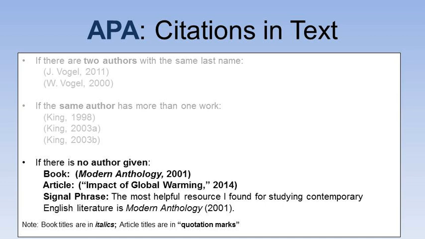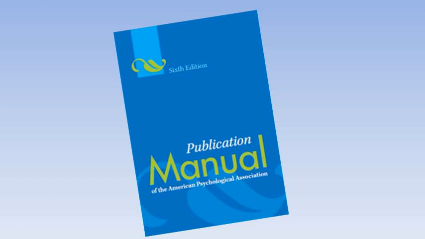Note that titles of books and reports are italicized. Titles of articles are in quotation marks with a comma inside the quotes. Remember that you can also use the title of the source as part of your sentence construction in a signal phrase. Let's pause here for a moment.